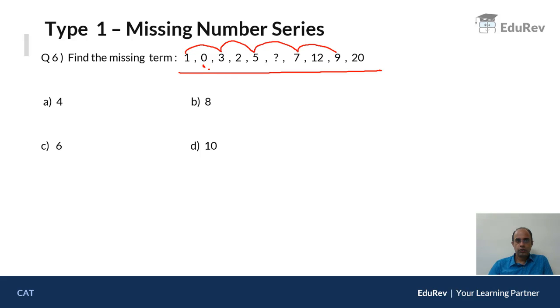So here it is 0, 2, question mark, 12, 20. Here the difference is 2, and here the difference is 8. So if the difference is 4, the next difference is 6. So 0 plus 2 is 2, 2 plus 4 is 6. So ideally this question mark should be 6. 6 plus 6 is 12, 12 plus 8 is 20. Two series are given to you.